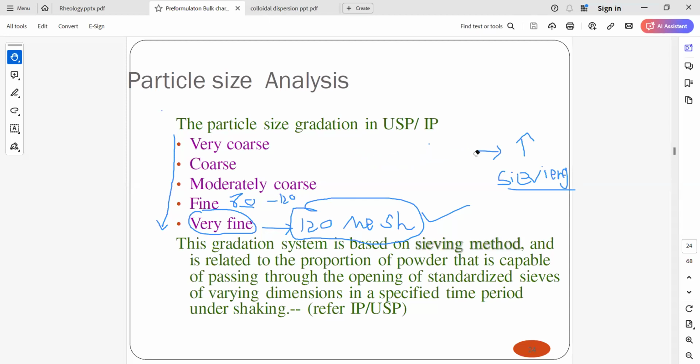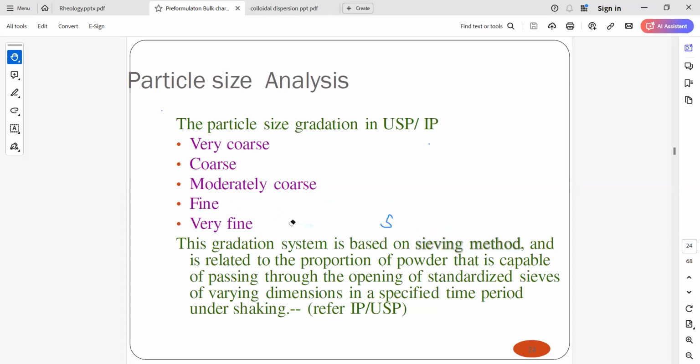As you move from very coarse to very fine, very coarse will have the lowest sieve number, and very fine will have the highest sieve number, which is 120. So remember that concept. You do not need to remember these numbers, and you are able to easily solve it without remembering them. Just remember that as particle size decreases, the sieve number will increase.